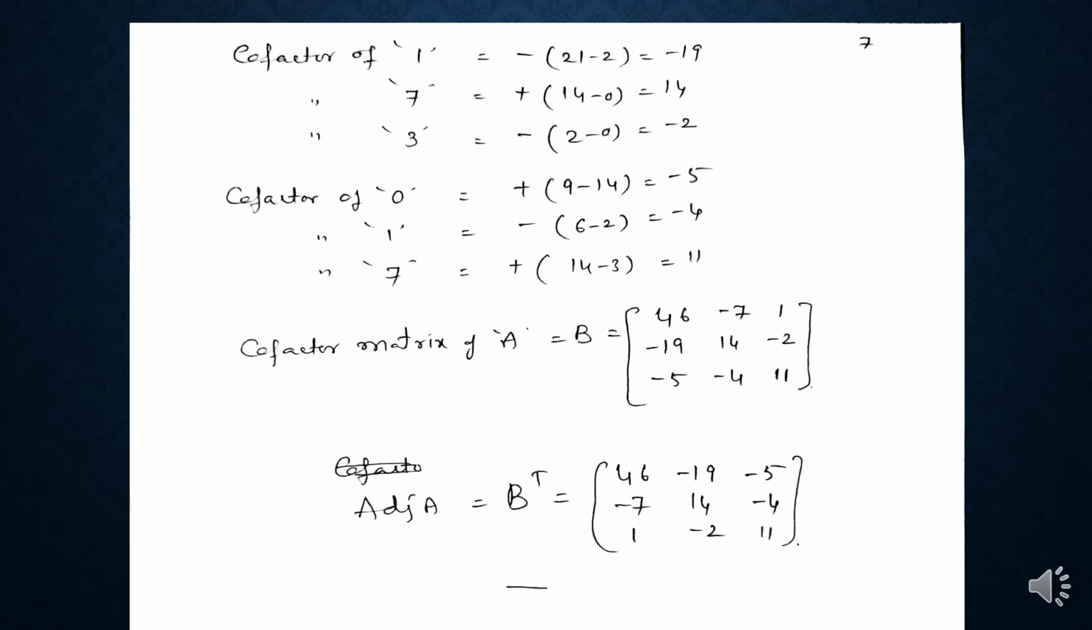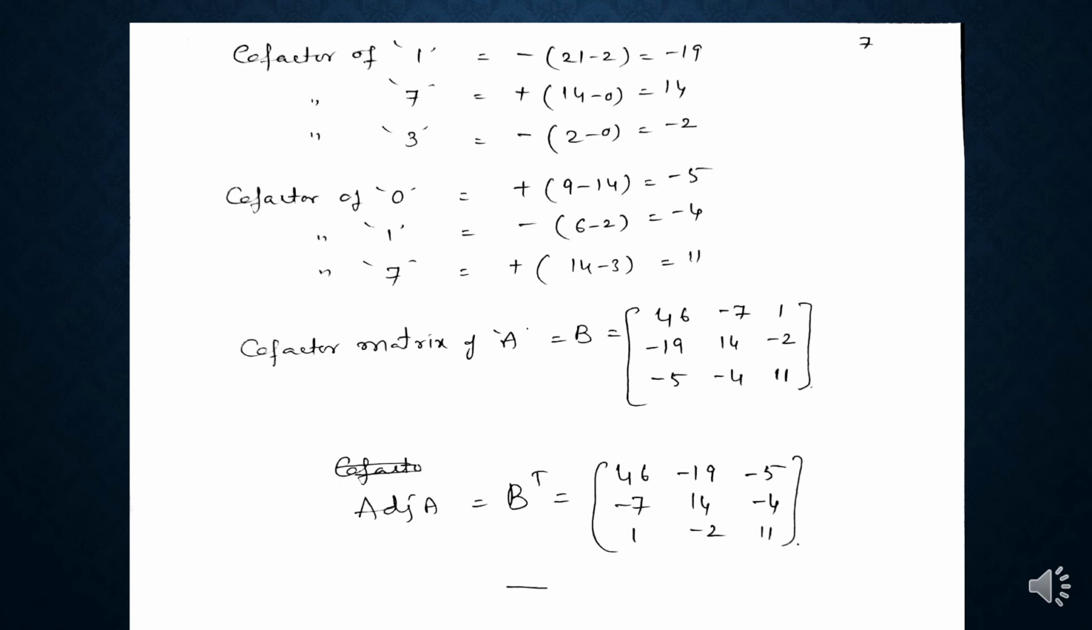Cofactor of 3 is equal to minus into 2 minus 0, which is minus 2, and third row elements are 0 1 7. Cofactor of 0 is equal to plus into 9 minus 14, that is equal to minus 5, and cofactor of 1 is equal to minus of 6 minus 2, that is equal to minus 4, and cofactor of 7 is equal to plus into 14 minus 3, that is 11.